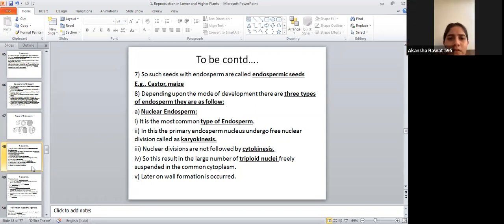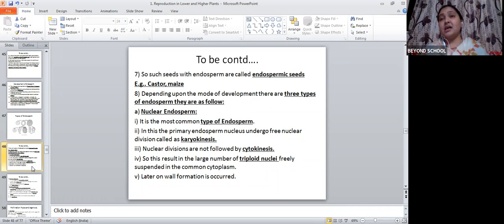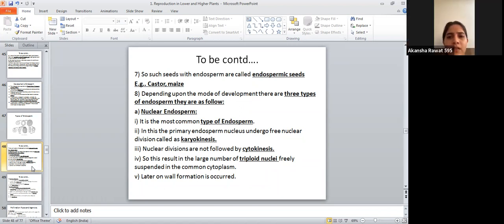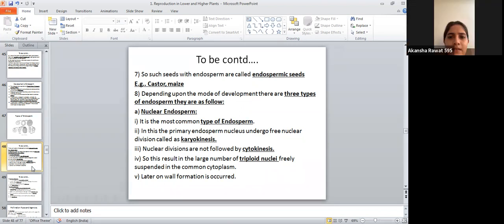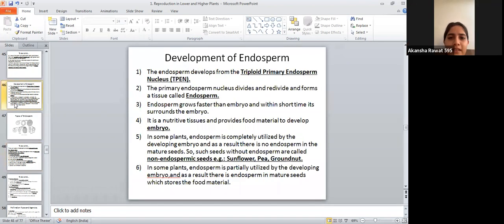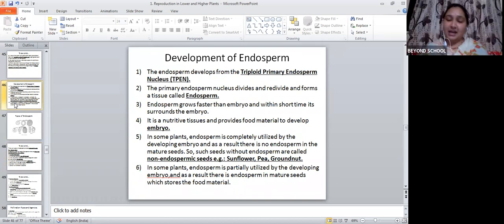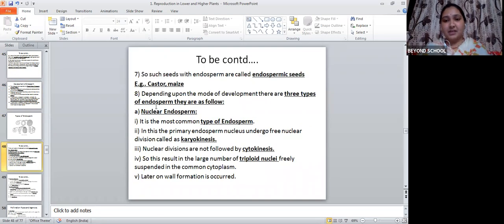Sometimes it is asked as a one-sentence answer or definition, such as define nuclear endosperm, or what is halobial, or non-endospermic and endospermic seeds. Sometimes the question asked is to give examples of endospermic seeds. So you can write that the endospermic seeds examples are castor and maize, and non-endospermic are sunflower, pea and groundnut. Very good. Now let us begin with our further topic, the types of endosperm.